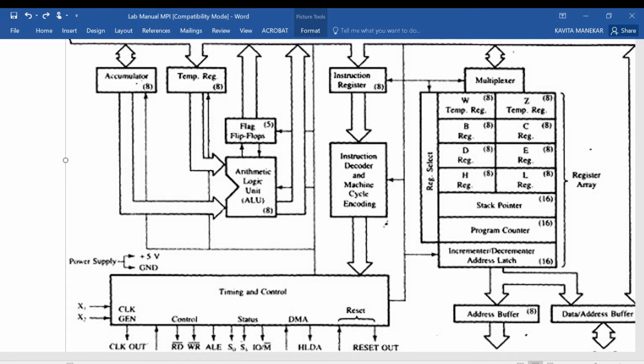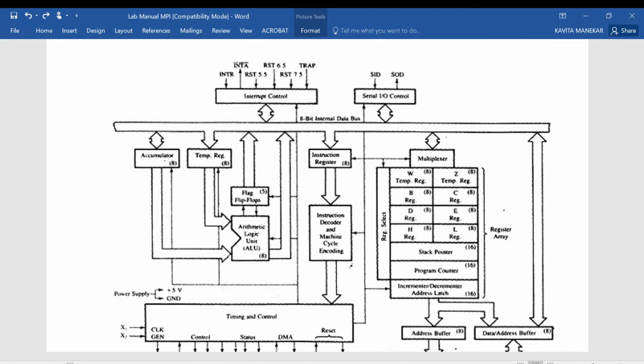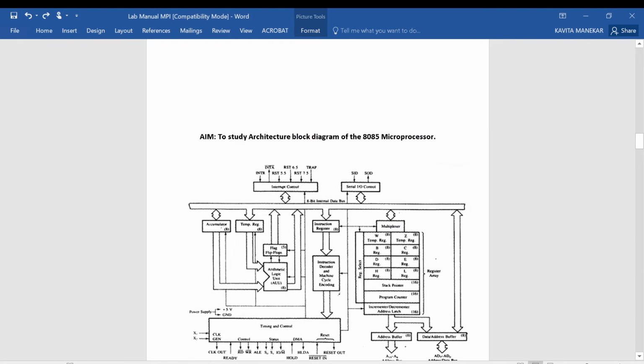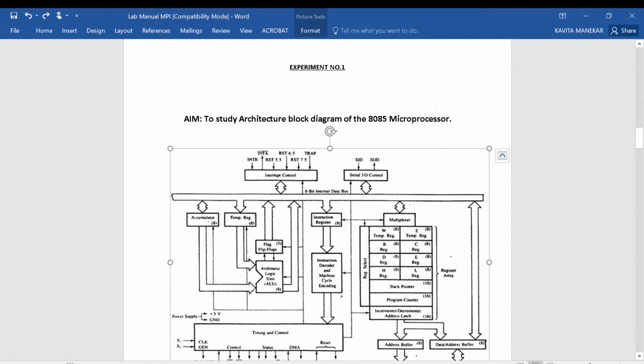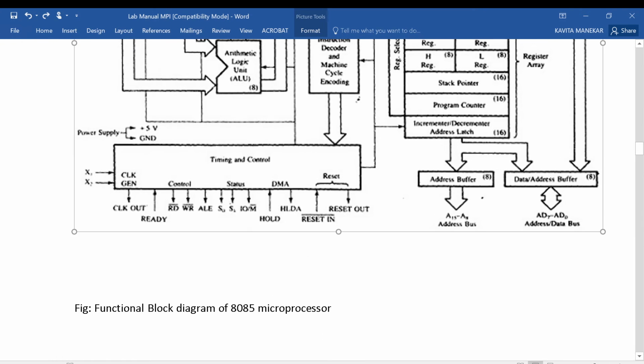Next pin is IO/M bar. IO/M bar is a status signal to differentiate between IO device and memory device. So whenever the pin is high, it indicates an IO operation, that is input output device operation, and whenever the pin is low it indicates the memory operation.